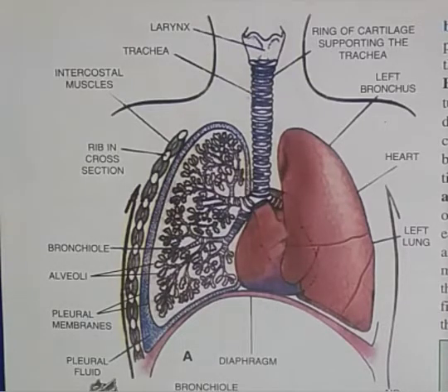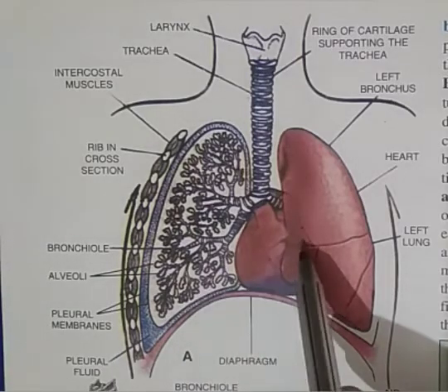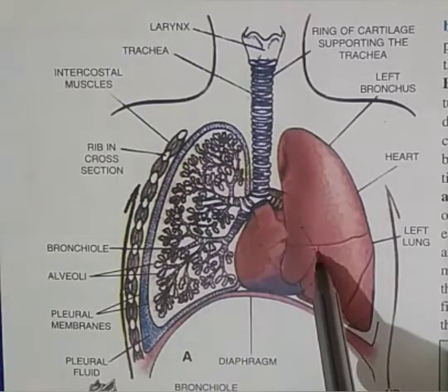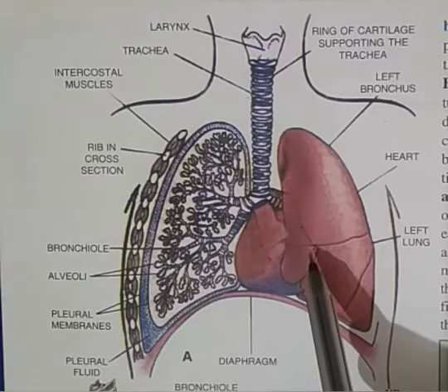Now, what is the location of lungs? Lungs are present in the chest cavity or in the thoracic region. As you can see, this is the chest portion. So lungs are located in the chest region or in the thoracic region.